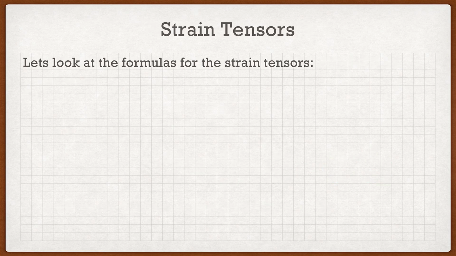So now let's talk about the actual meat and potatoes of this question, which are those 2 strain tensors, E small and E green.